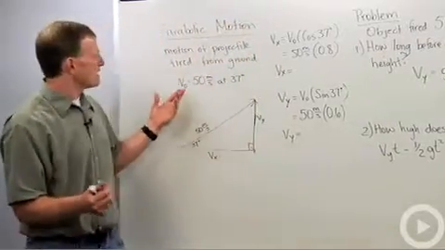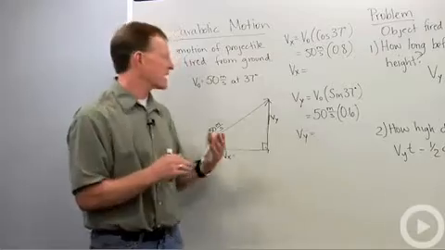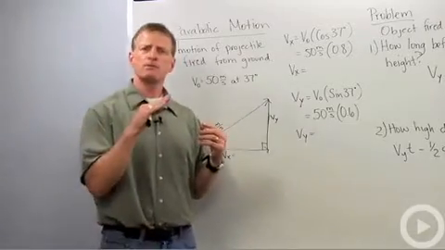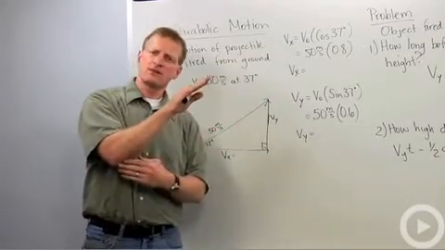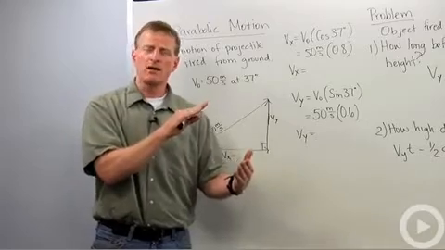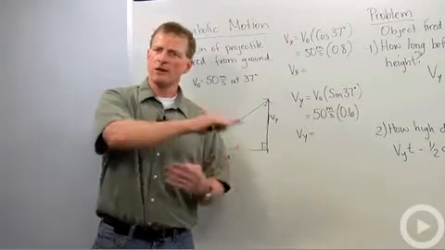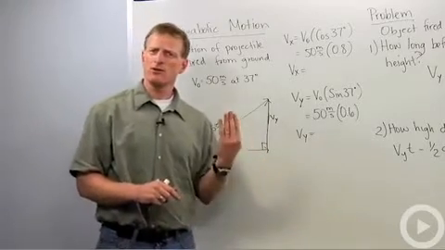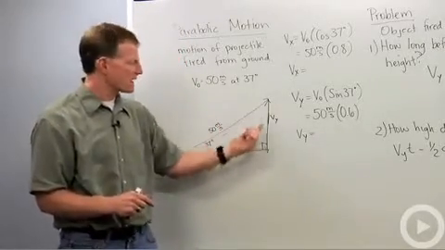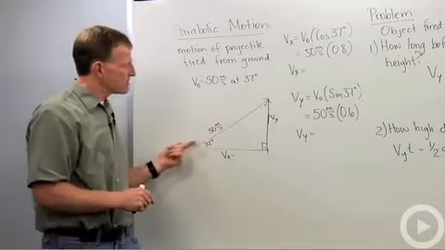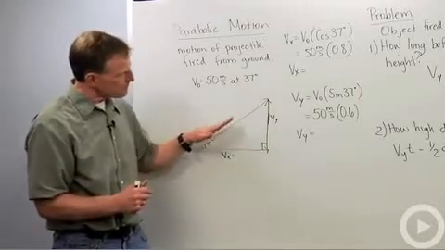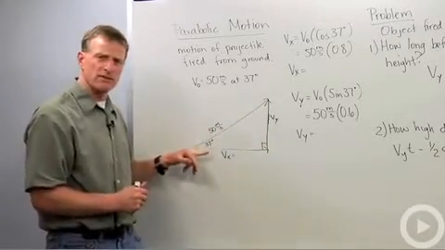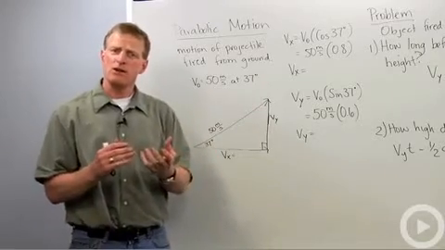Let's say I've got an object, maybe I'm firing it out of a cannon, and I'm firing it at 50 meters per second at 37 degrees above the horizon. Okay? Well, what I want to figure out is what's my horizontal velocity, which goes along the x-axis, and what's my vertical velocity, which goes along the y-axis. If I know that it's 50 meters per second at that angle, and that angle is 37 degrees, I can use some trig to solve that, okay?